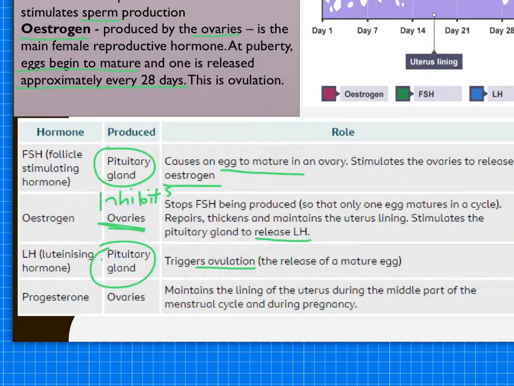And then the final one, which we'll talk about a bit when we talk about contraception, is progesterone, and that maintains the lining of the uterus during pregnancy. So if there's no pregnancy, then that will decrease, and therefore menstruation will occur.